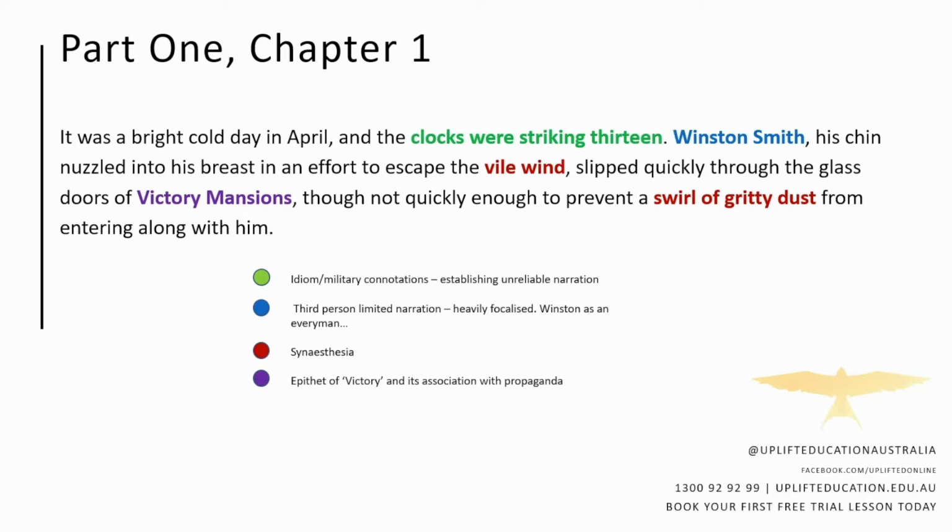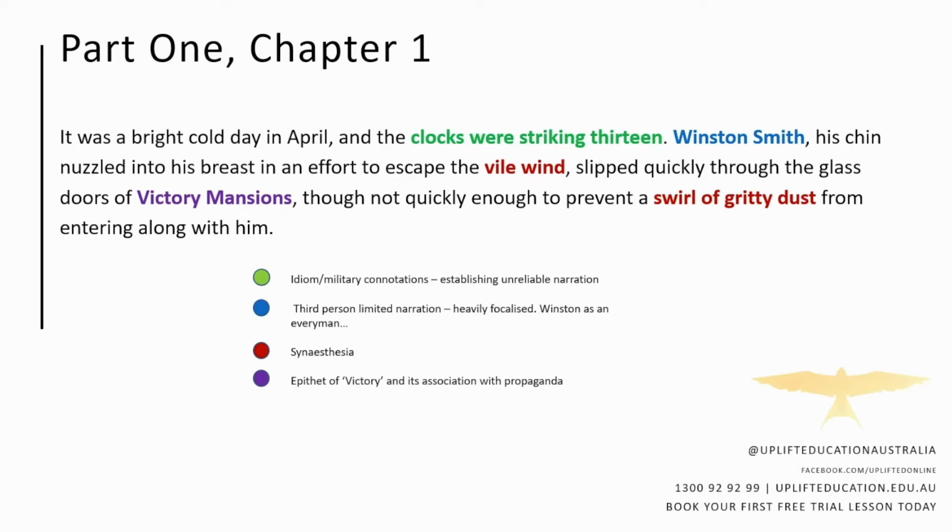Victory Mansions, all throughout the text, you'll see the epithet victory associated with anything that is rationed by the government. And again, we can see that linking to ideas of propaganda, you would tie that into the World War II context, which obviously informs the construction of this text.